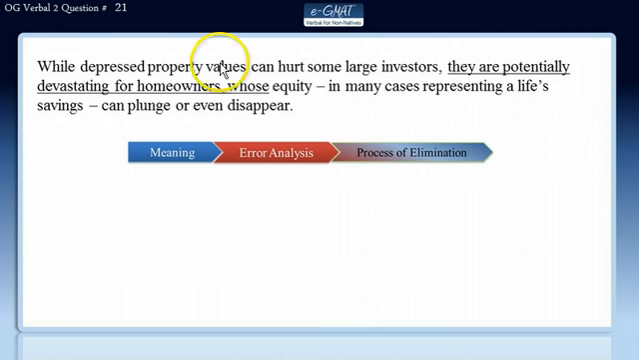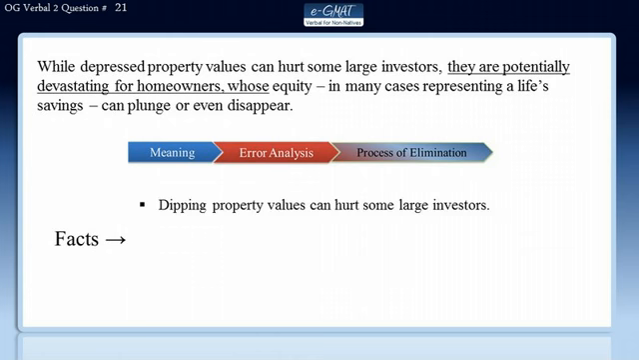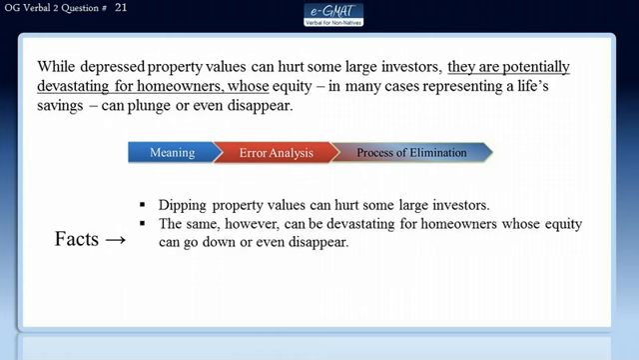So let's begin. While depressed property values can hurt some large investors, they are potentially devastating for homeowners whose equity, in many cases representing a life's savings, can plunge or even disappear. Now, this sentence presents a few facts. It says that dipping property values can hurt some large investors. The same, however, can be devastating for homeowners whose equity can go down or even disappear.